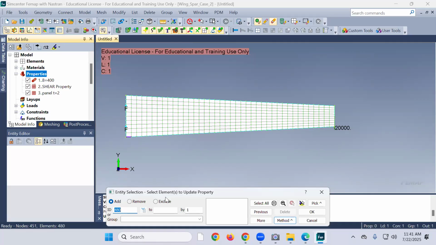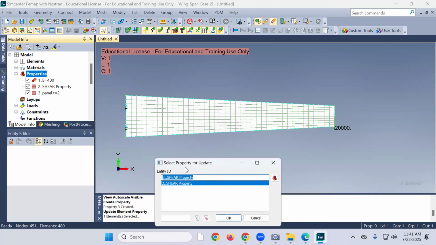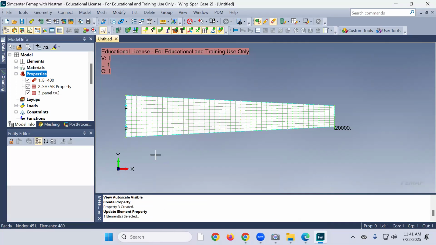So we're going to select the ones in 2, but 2 over here. ID 2, see if it works. Okay. Select property to update. For update, we want to use 3. So that's not going to work. This is not working. Why is that? Okay. So cancel.